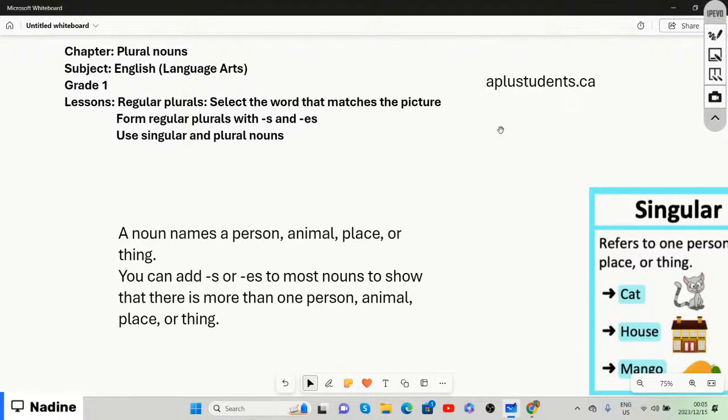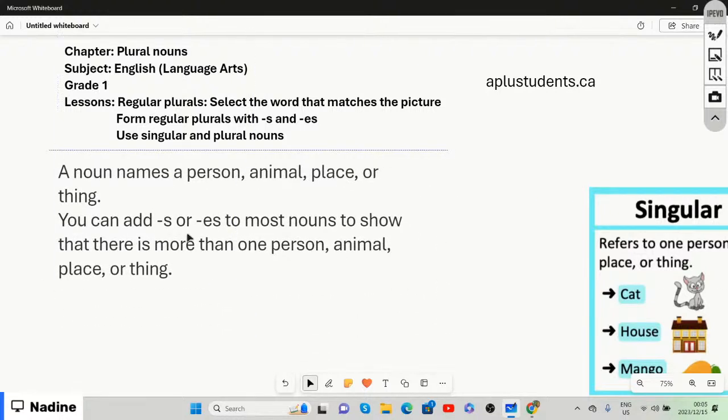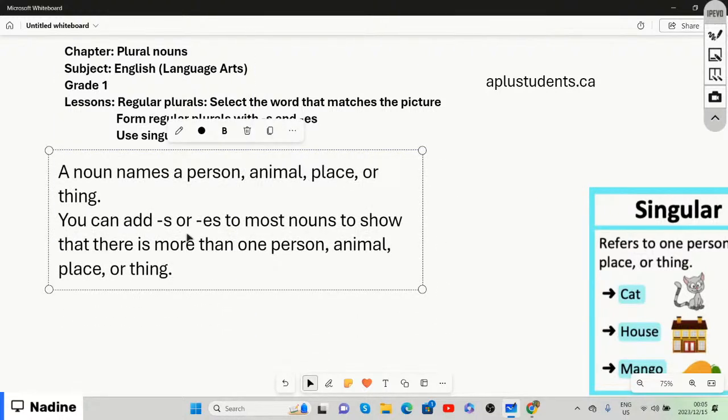All right, so we said a noun names a person, animal, place, or thing, right? So you can either add s or es to most of your nouns to show that there is more than one person, animal, place, or thing. Because plural means more, right? Plural means that there is more than one of something. That is what plural means.